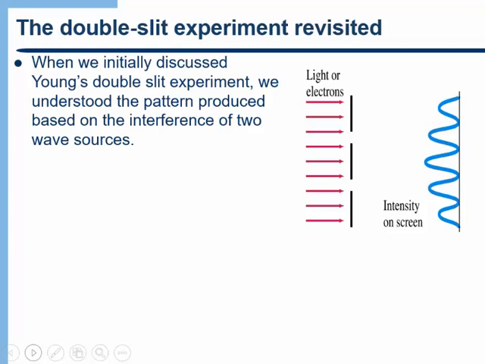So let's try to understand these results that we've just found. We've said that initially when we pictured light going through two slits, we pictured it as the interference of two wave sources. What we now know is that whether we do it with light or with particles like electrons, in either case, we get an interference pattern.